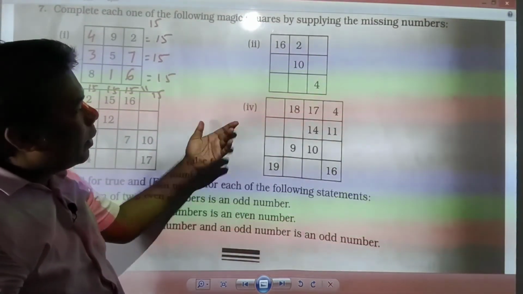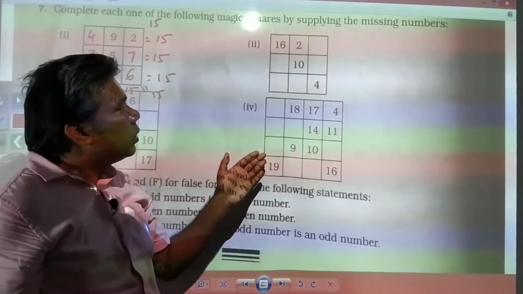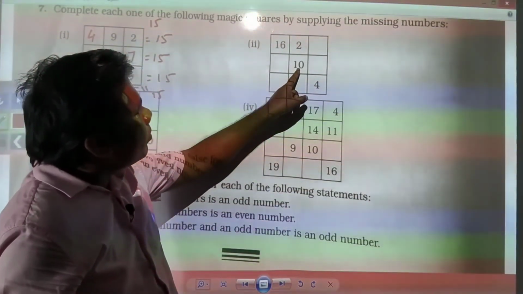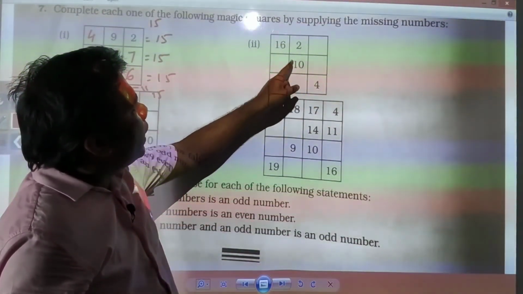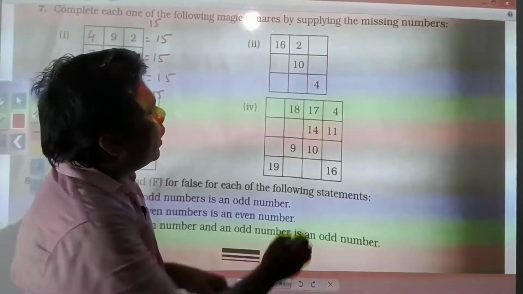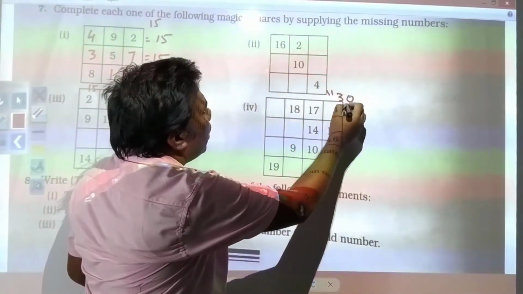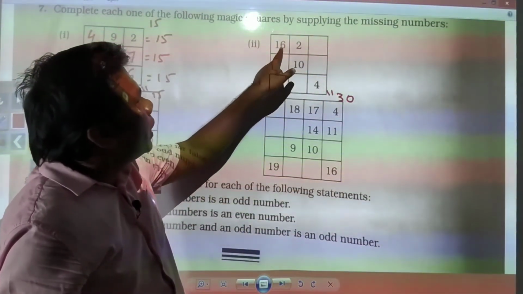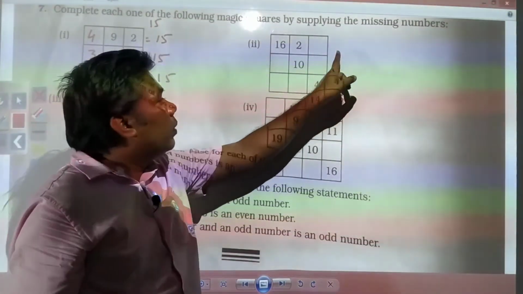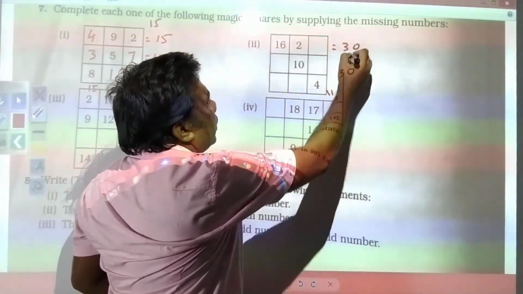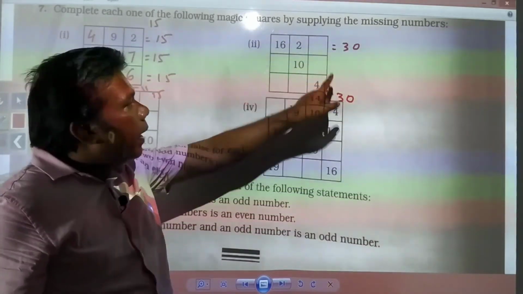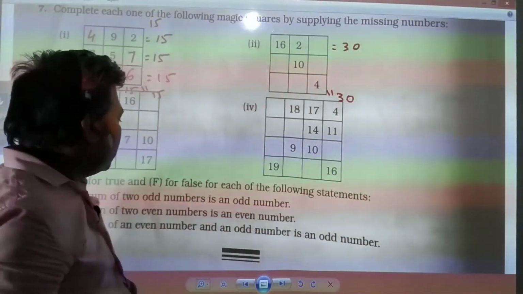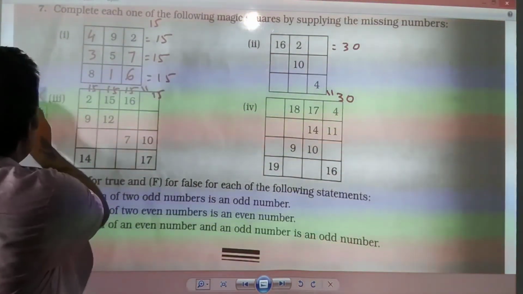I think you must have solved them also. If you have not solved them, just try to solve by yourself. 16 plus 10 is equal to 26, and 4 is 30. Here you are getting 30. Now you see here what number should be there: 16 plus 2 is equal to 18, what number will you need so that you get 30? You think yourself and write down. And in the same way, see the other numbers also and try to complete this. So all these you need to do.